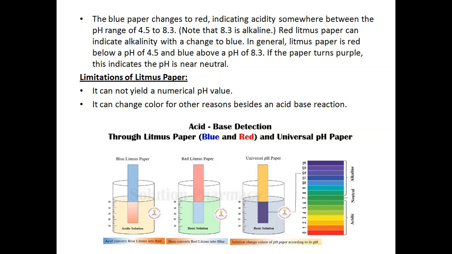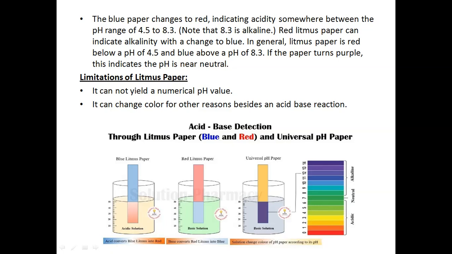So there are certain limitations to the use of litmus paper. First of all, it cannot yield a numerical pH value. It just gives you a rough estimate of what possible solution is present. So it does not yield a numerical or the exact pH value. Also, it can change color for other reasons besides an acid-base reaction. So these are two big limitations to the use of litmus paper.